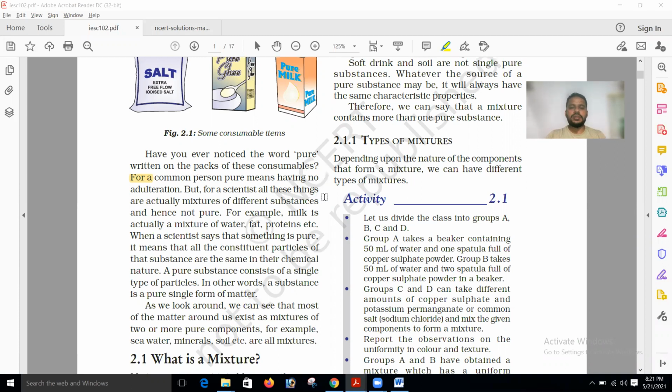But for a scientist, all these things are actually mixtures of various substances, and hence they are not pure. For example, milk is actually a mixture of different substances. In milk, fat is present, water is present, protein is also present. So we can say that milk is not a pure substance, but a mixture.